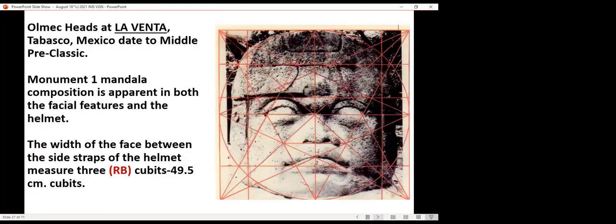The old famous Olmec head at La Venta, Tabasco. When I studied this and applied the geometry test, that's how it turned out with the overlay. Both the facial features and the helmet are composed within this one geometry. The width of the face between the side straps of the helmet measures 3 Babylonian cubits.